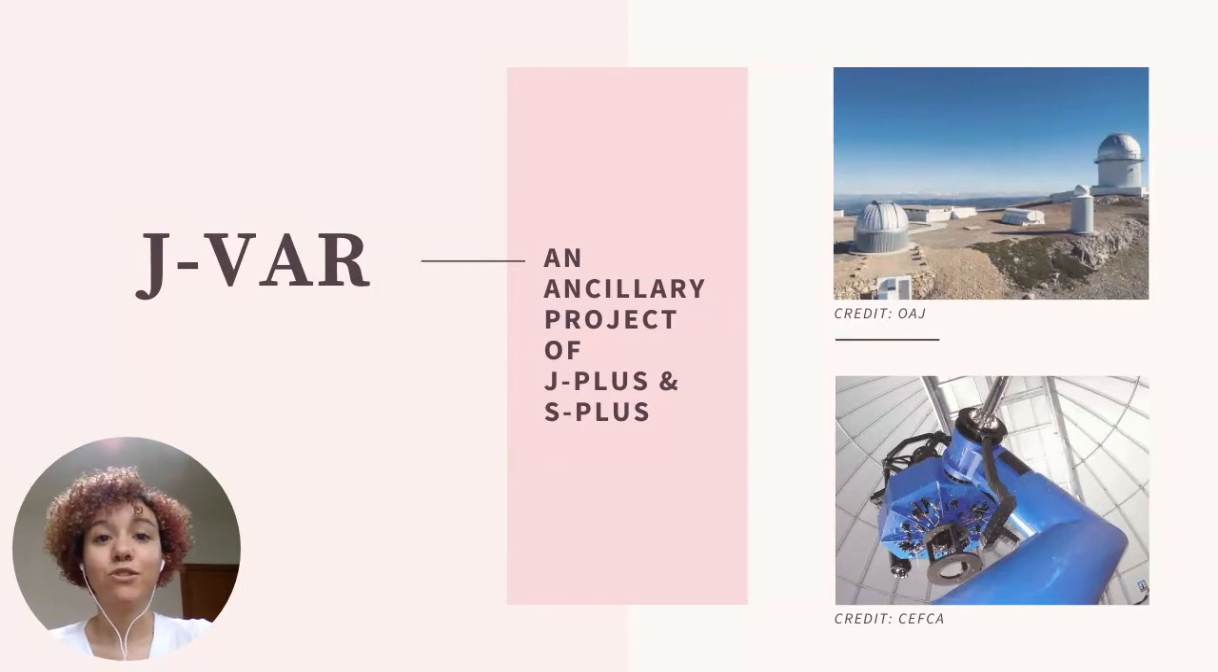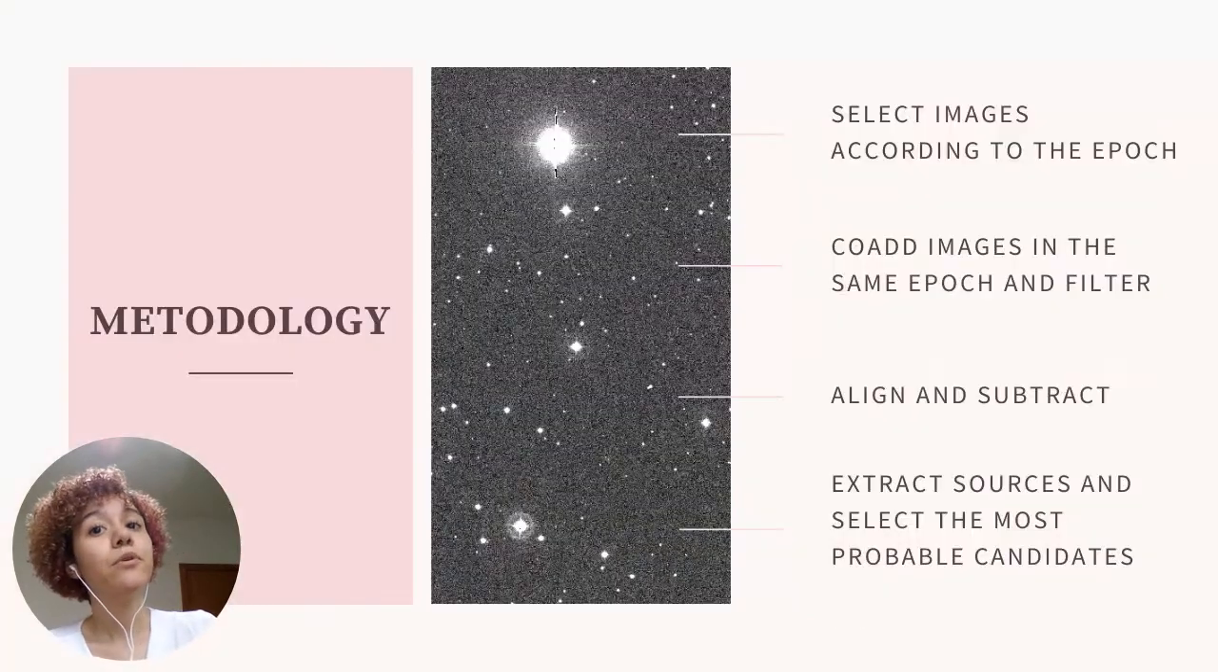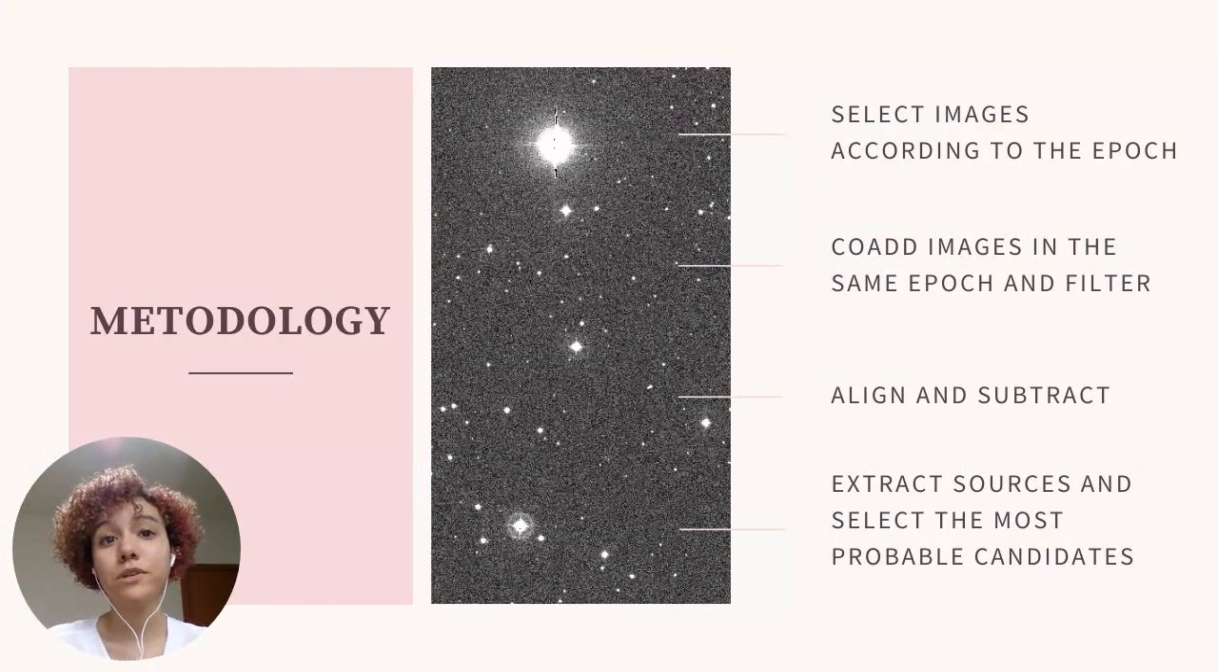The main science goal of JVAR is to detect variable sources, in particular transients. In the images, you can see the 80 centimeter telescope JAST and the observatory where the J Plus survey is being carried out, the Observatorio Astrofísico de Javalambre. In collaboration with UFRJ, I am exploring the use of differential imaging techniques to detect transient objects.